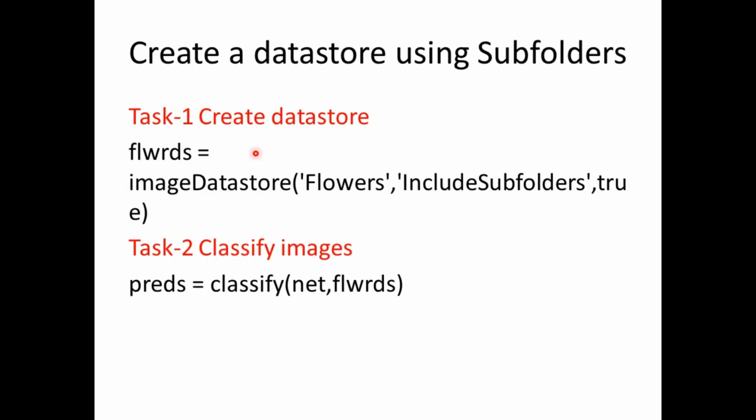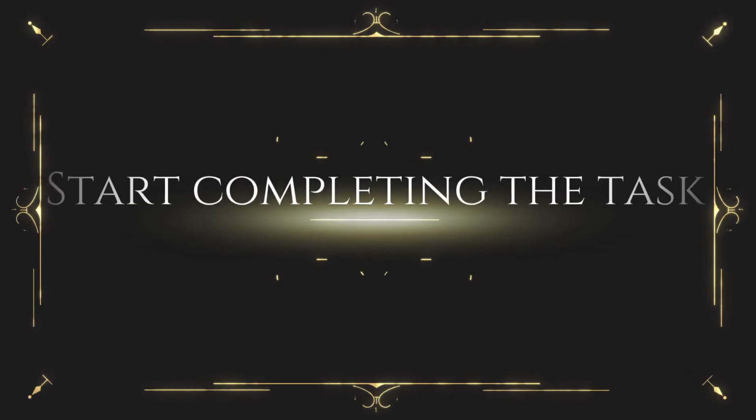Then if we have to handle subfolders, we create a data store, say where we have folders inside folders, again in subfolders. So mention the flowers, this is the label which we are choosing, include all the subfolders, true or false we need to mention, whether yes I need to include or not. So if we mention this, even the images existing inside a subfolder will be considered to create the data store, and then we continue to perform the classification using the classify command, loading the neural network and the inputs and performing the prediction.